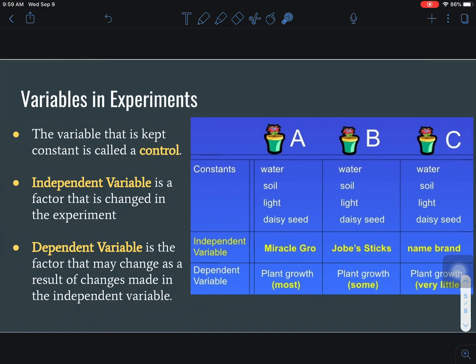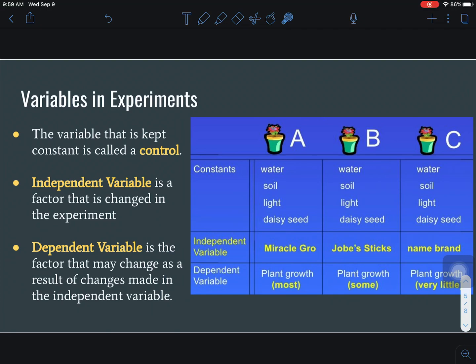So the different types: the variable that we keep the same or constant is called our controlled variable. We want to try to have as many controlled variables or constants in a given experiment as we possibly can. The independent variable is the thing that is changed in the experiment. It's you as the experimenter, what you are manipulating. What are you changing? What are you trying to see, right? That's the idea.